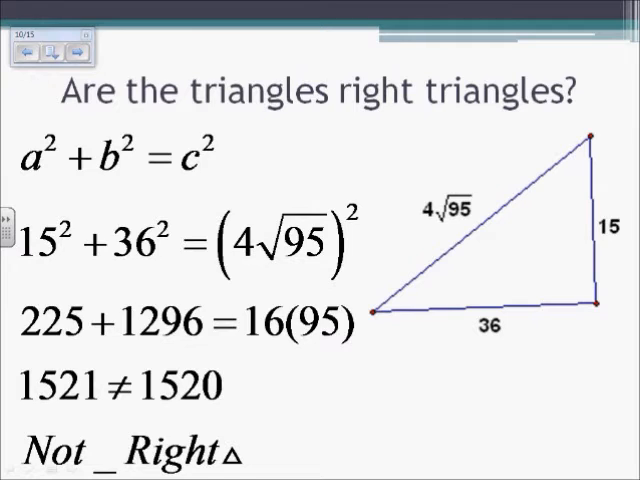We have then an application of a squared plus b squared equals c squared. We test out our legs. 15 squared plus 36 squared ends up being 521. 4 square root of 95 squared ends up being 520. Since those two values are not equal to each other, we do not have a right triangle based off the Pythagorean converse. So this triangle is not a right triangle because it fails that statement.